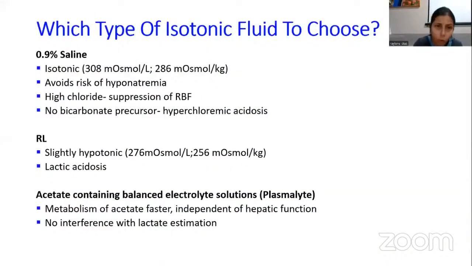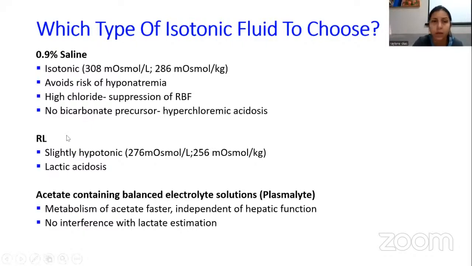So finally, which type of isotonic fluid should you choose? Normal saline is isotonic. It avoids the risk of hyponatremia. However, the problem is the high chloride content, which can actually suppress your renal blood flow. It does not have a bicarbonate precursor and it can cause hyperchloremic acidosis.